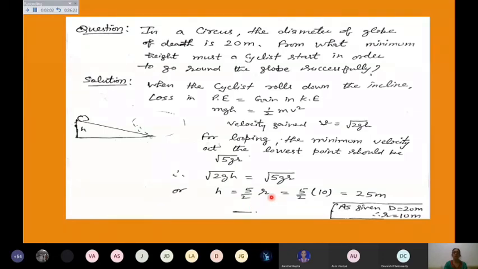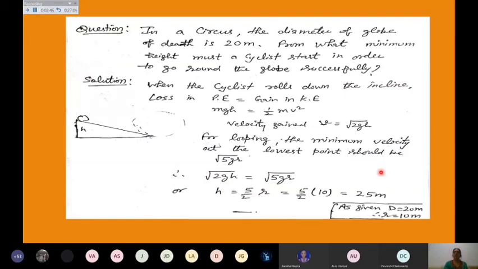And if in place of r they have given you the diameter, you can find the radius. Radius is half of d, so 20 upon 2, you will get 10 meter. If I put the value of the radius, I get the height coming out to be 25 meter. So the person should come from a height of 25 meters so as to complete the circle of radius 10 meter or diameter 20 meter. So this formula can be used to solve this question. You must keep this formula in your mind.